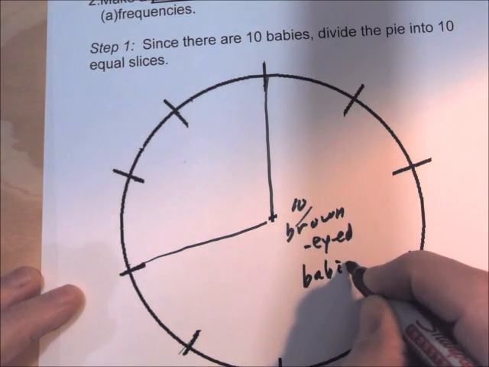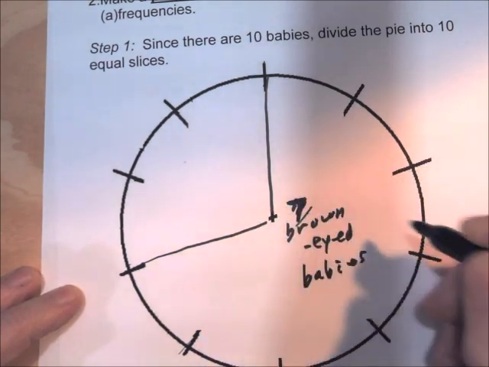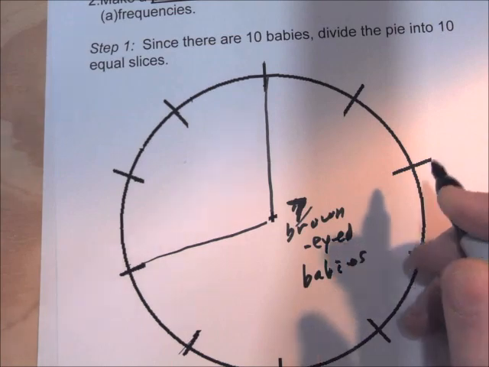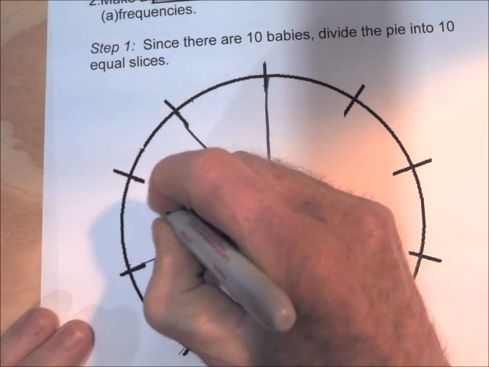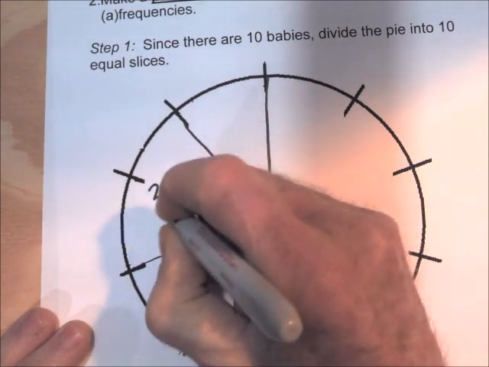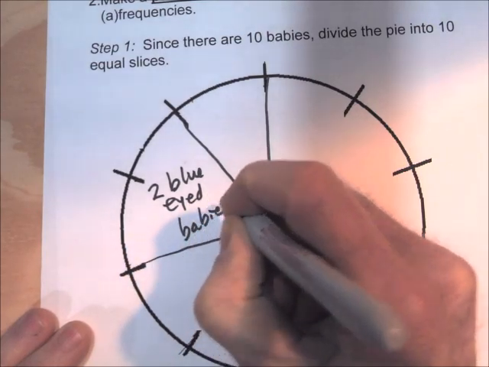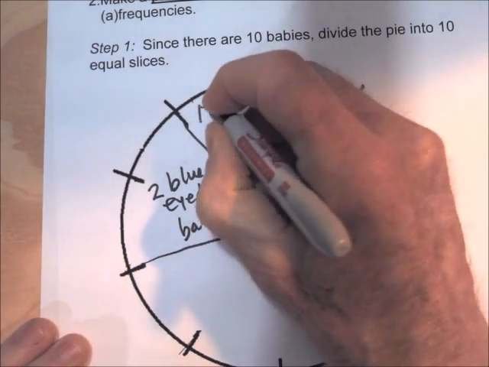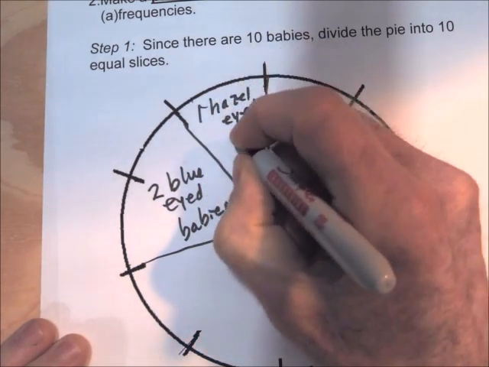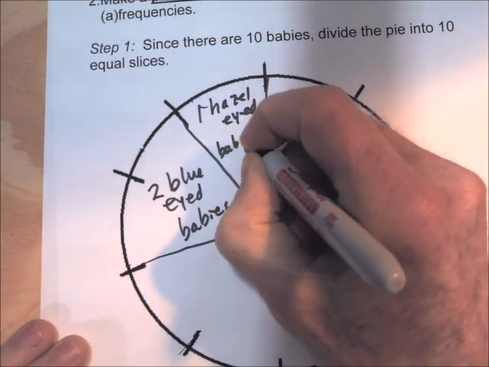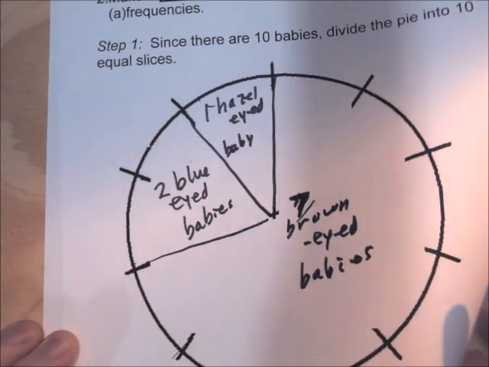So we have seven brown-eyed babies. Okay, and then we have two with blue eyes, so you get two slices there. And one with hazel eyes. Okay, so that's a circle graph or a pie chart.